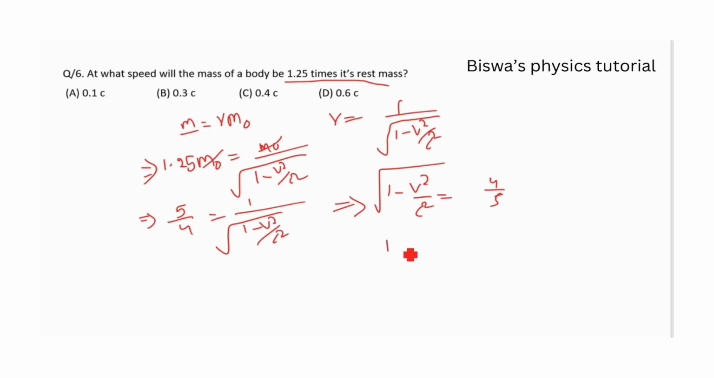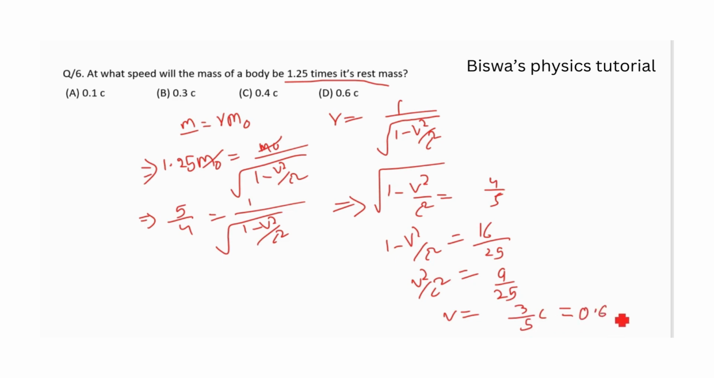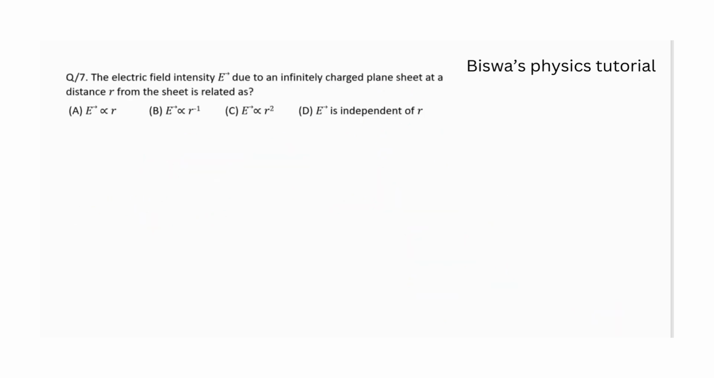Okay, so 1 minus v square by c square is equal to 16 by 25. So v square by c square is 9 by 25. Now v is equal to 3 by 5 c. So this is 0.6 c. So this is our option number D. This is our answer. Okay, next question.